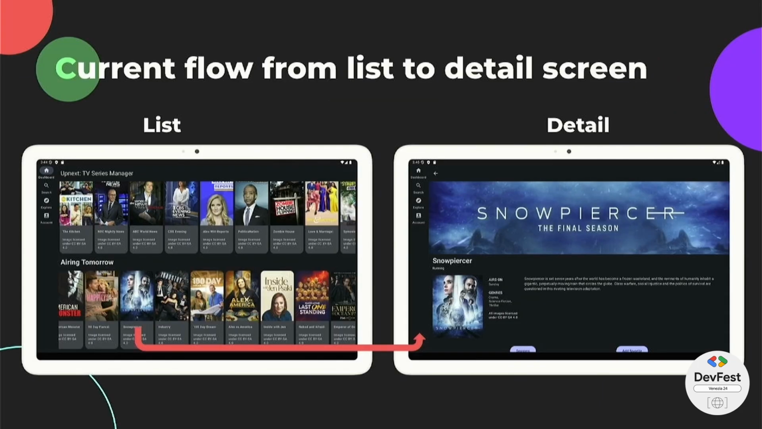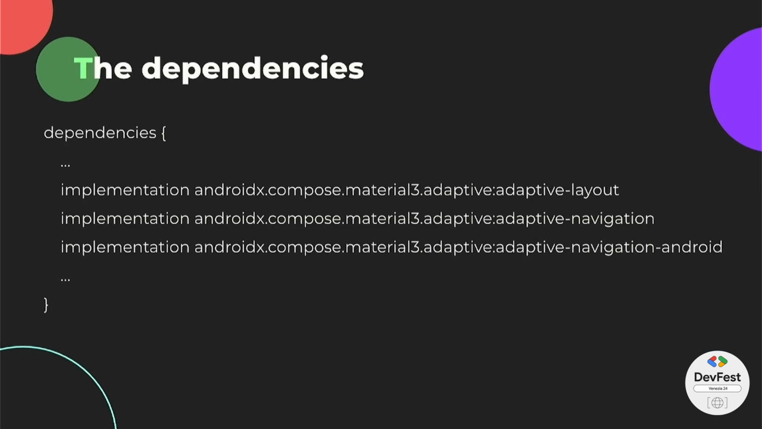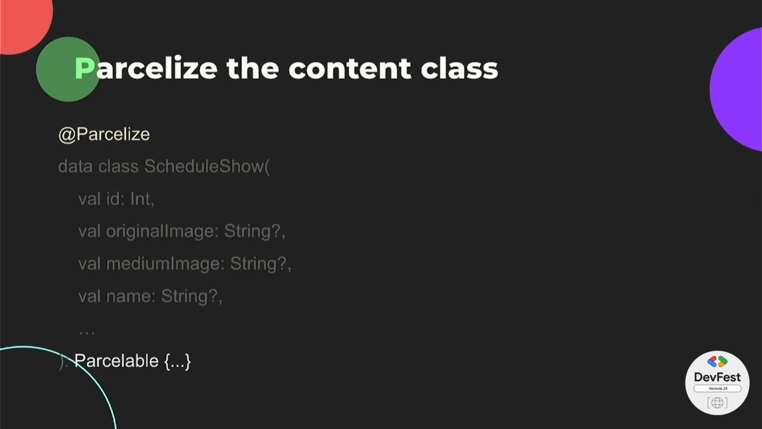So my goal was I have a list of TV shows on the left-hand side, and if it's on a tablet, this is how it'll look. And then if the user clicks on a TV show, they're going to see that detail screen on the right-hand side. Now, I want these 2 screens to come together, to have a list on the left as well as the detail on the right-hand side. So I want to use this list detail pane scaffold in order to achieve that. So to do that, I had to add 3 dependencies: adaptive layout, adaptive navigation, as well as the adaptive navigation Android dependency. Then I needed to define what is called a content class.